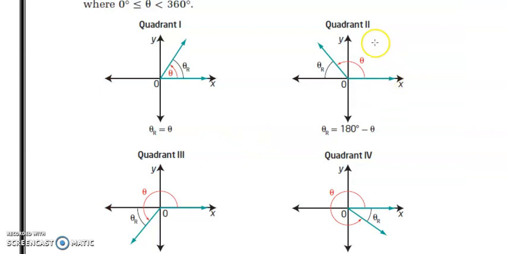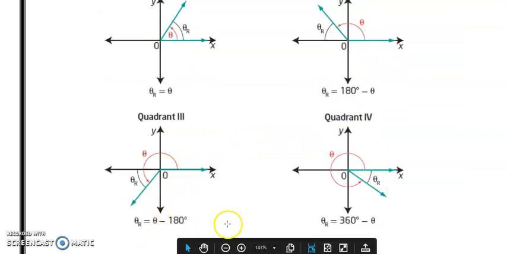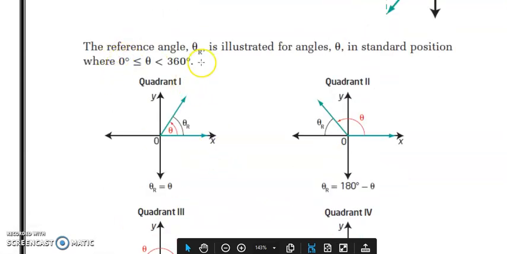Okay? So in quadrant 2 it's 180 minus theta. In quadrant 3 it's theta minus 180. And in quadrant 4 it's 360 minus the angle that you're given. Again, that's when these are between 0 and 360.